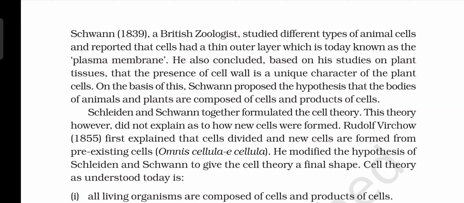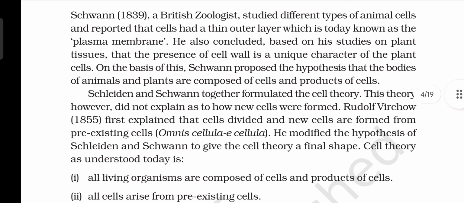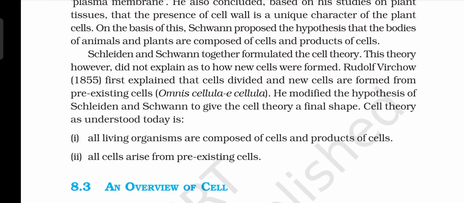He also concluded, based on his study of plant tissue, that the presence of a cell wall is a unique character of the plant cell. On the basis of this, Schwann proposed the hypothesis that the bodies of animals and plants are composed of cells and products of cells. Schleiden and Schwann together formulated the cell theory. This theory, however, did not explain how new cells were formed.